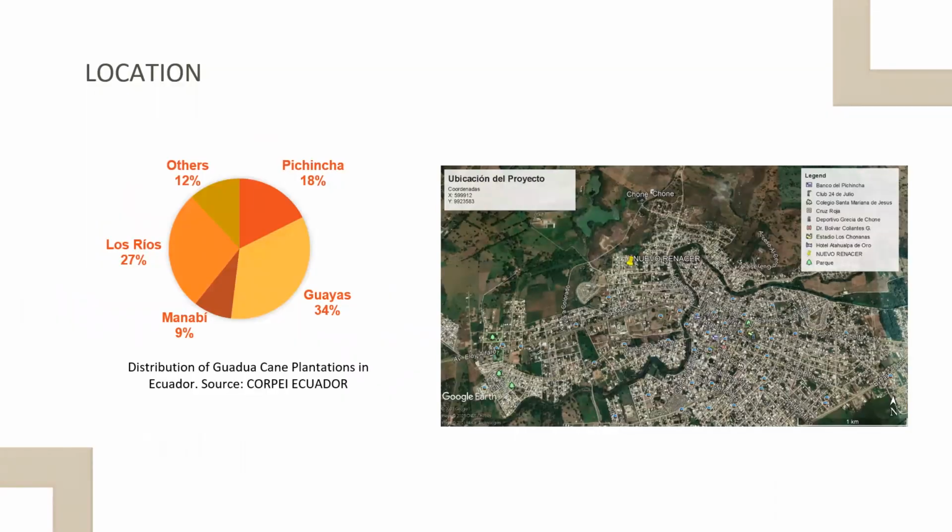And here you can see the distribution of guadua cane plantations in Ecuador. Los Ríos, Manabí, and Guayas represent around 70%. This is on the coast of Ecuador. And Pichincha is more in the highlands and also the forest. There you can find fewer cane plantations, but they still have some plantation of this type of cane, and you can construct this type of houses easily.